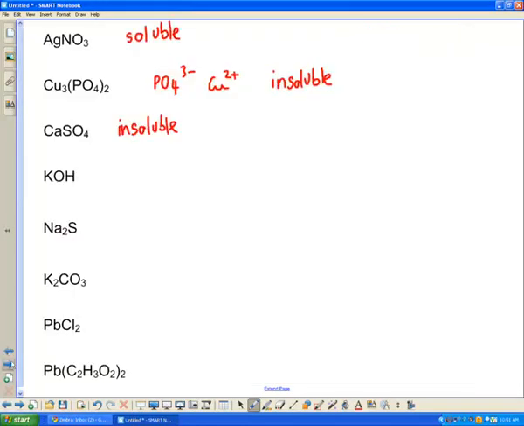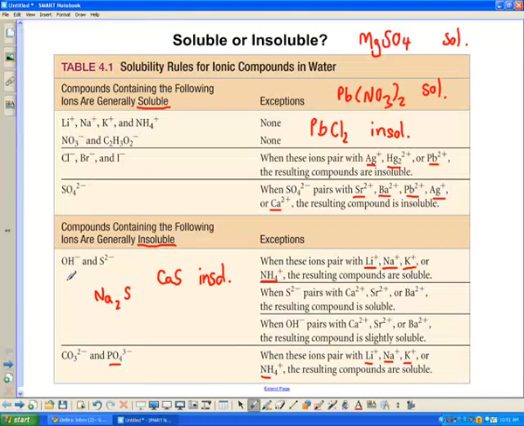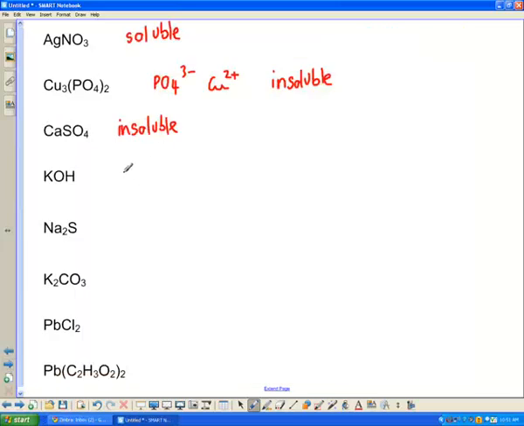So the next one was potassium hydroxide. Now this one's pretty simple. K+ is soluble, no exceptions. Alright, just to be sure, because OH- is here as well, and that's the other ion in a compound, hydroxides are generally insoluble, apart from if you get any one of these ions, which potassium is one. So there we have both parts of the table telling us that is soluble. Sodium sulfide we already did, we said that was soluble.